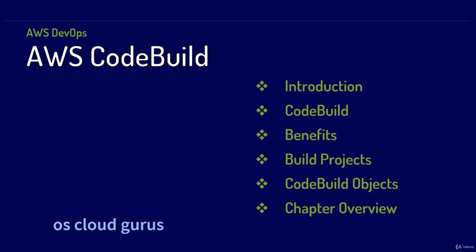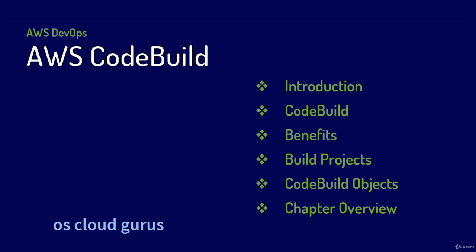In this chapter we are going to cover CodeBuild with a lot of hands-on examples: Java, Docker, static websites and more. Let's first have a short introduction to CodeBuild by its definition, its intention and benefits. We are also going to see what kind of projects you can build with CodeBuild, followed by an overview on the most important objects of CodeBuild, and finally the chapter overview.